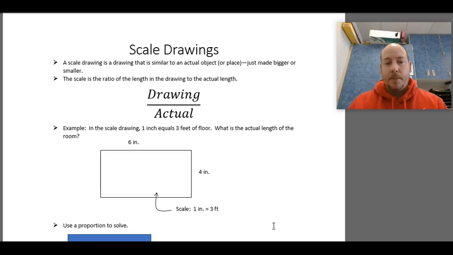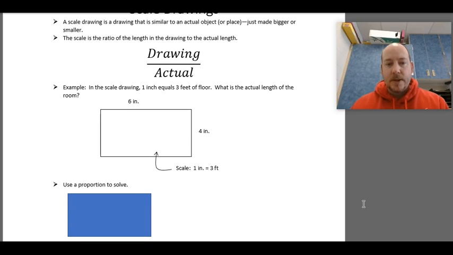Okay. So example here, I have a rectangle. It says in the scale drawing 1 inch equals 3 feet of floor. Right. So maybe you're putting some carpet down in your room or something like that. Have a scale drawing of it, trying to figure out the actual size. So we want to know what is the actual length of the room. All right. So we can see the scale written there as 1 inch equals 3 feet.